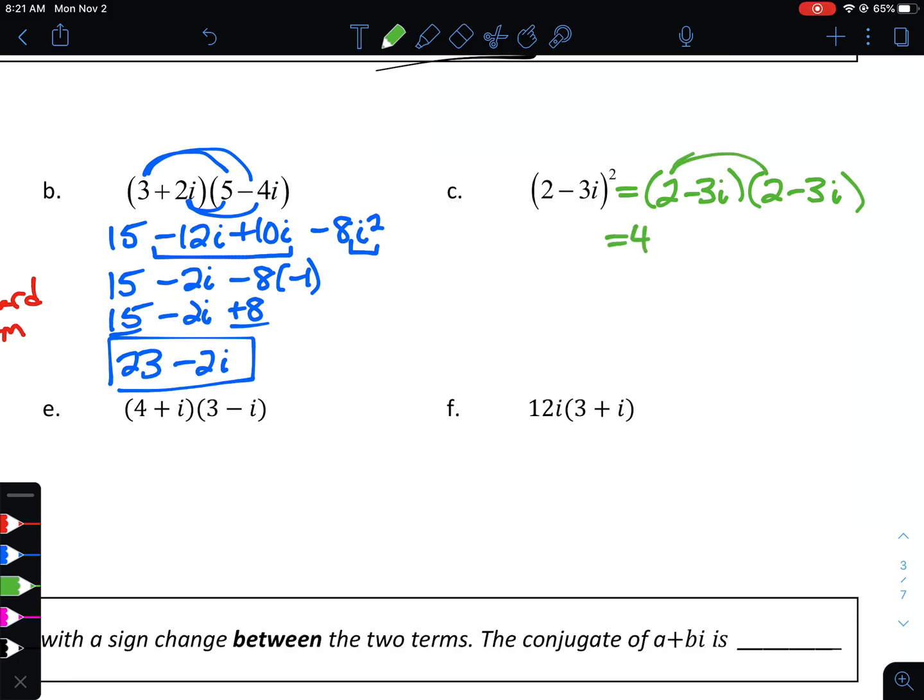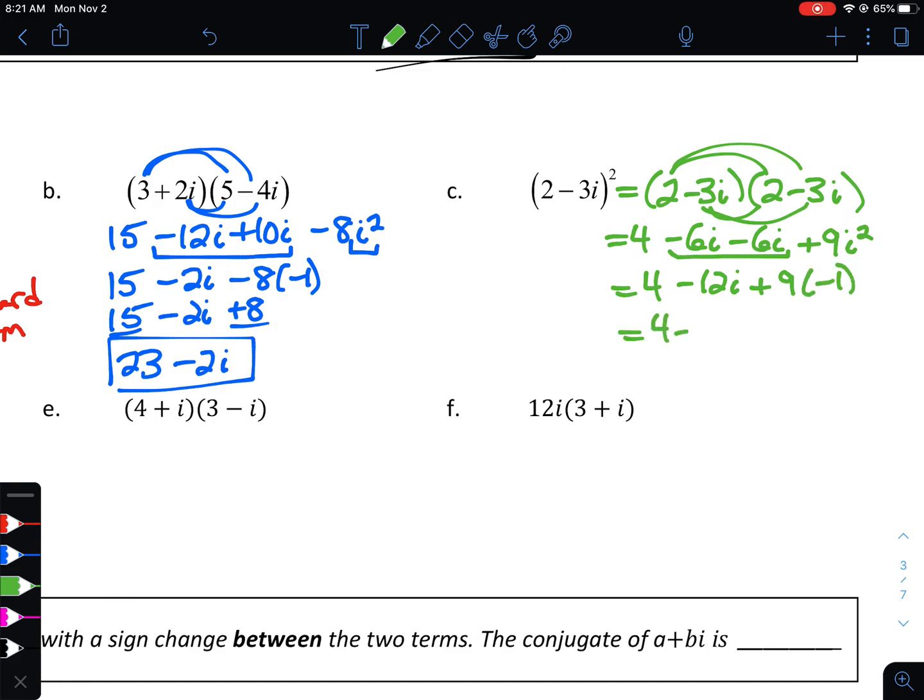So 2 multiplied by 2 is 4. 2 multiplied by -3i is -6i. And then -3i multiplied by 2 is -6i. And -3i multiplied by itself is going to be 9i squared. So now let's go ahead and simplify and combine our like terms in the middle. -6i and -6i is -12i. And then i squared we will replace with -1. All right, so let's go ahead and multiply those together. 9 multiplied by -1 is a -9.